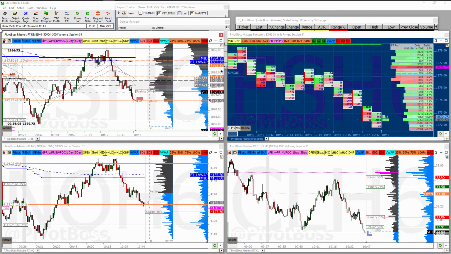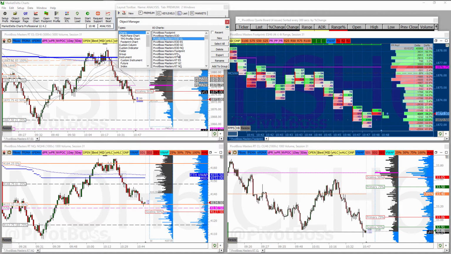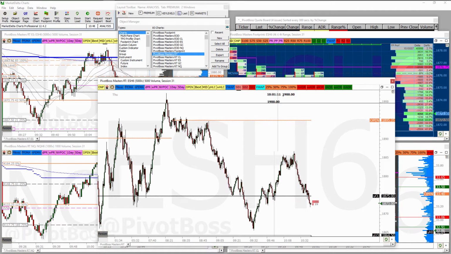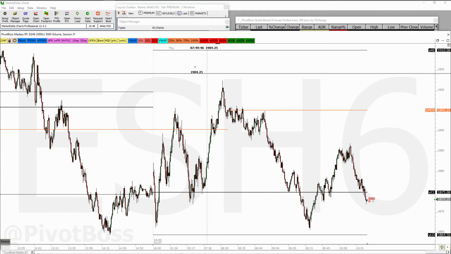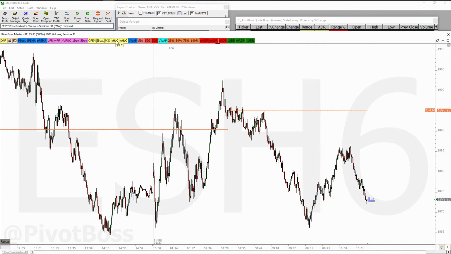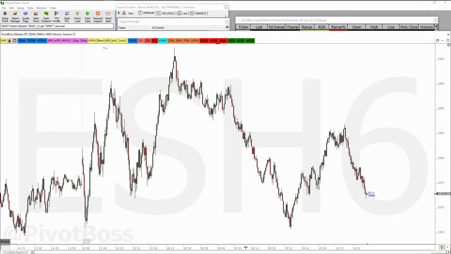Okay, so here's market delta. I wanted to bring up a clean chart really quickly here. Let's go with this chart. All right, so this is just a clean chart of the ES. I can take off the previous high-low close. I can take off the open. And now you see that there's really nothing on this chart.